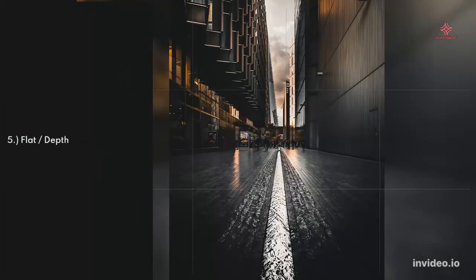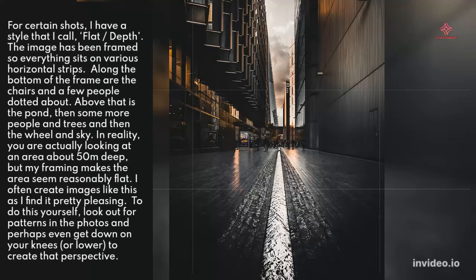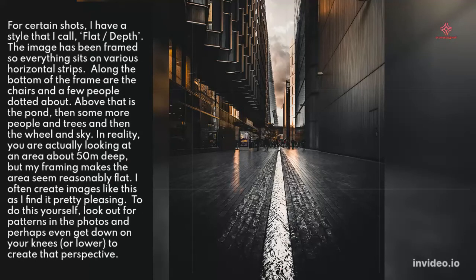5. Flat depth. For certain shots, I have a style that I call flat depth. The image has been framed so everything sits on various horizontal strips. Along the bottom of the frame are the chairs and a few people dotted about. Above that is the pond, then some more people and trees, and then the wheel and sky.